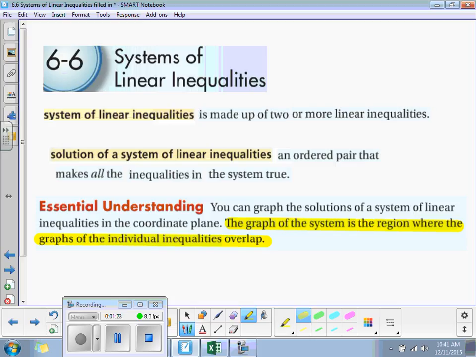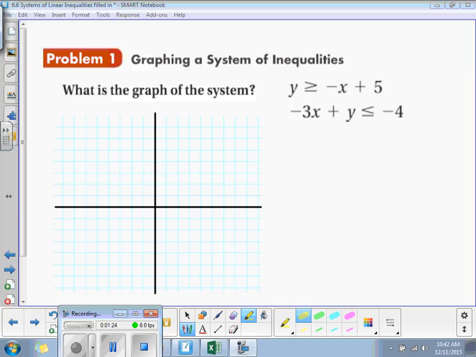Okay? So problem 1 is graphing a system of inequalities. We want to know, what is the graph of the system? Now remember, when you're graphing, you want to have your inequality in slope-intercept form, so you can get the slope and the y-intercept. The first one, y is greater than or equal to negative x plus 5, is already in slope-intercept form.